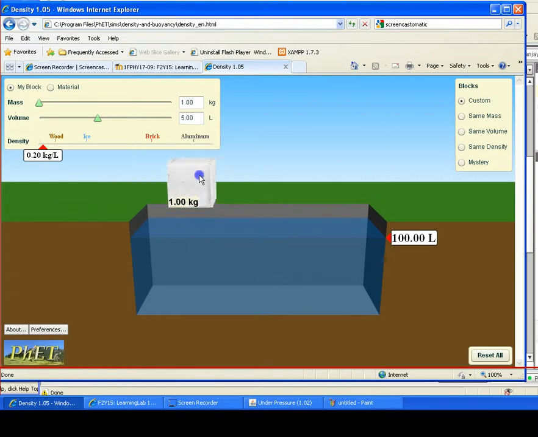I'm going to take this block and drop it into the water. How do I verify, for example, that the volume of the block is 5 liters? Look at this pressure tank reading. It's 100 liters. I'm going to drag this block into the water and make sure it's submerged, which means I'm going to drag and hold it there, and note the volume reading. Can you see that the volume reading on the tank is 105 liters?